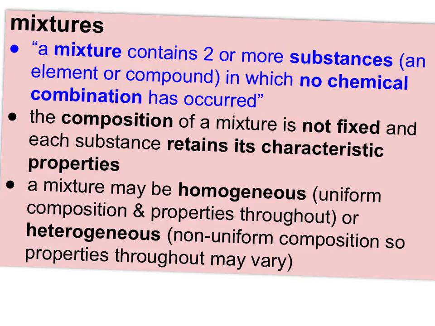So the composition of a mixture is not fixed, so salt water can have a little salt in it or a lot of salt. And each substance retains its characteristic property. In salt water, water remains a liquid. Even though the solid seems to disappear or spread out, it still has that salty or characteristic taste to it. And then a mixture may be uniform throughout, which is homogeneous, or it can be non-uniform and the properties vary throughout, and then it's called heterogeneous.